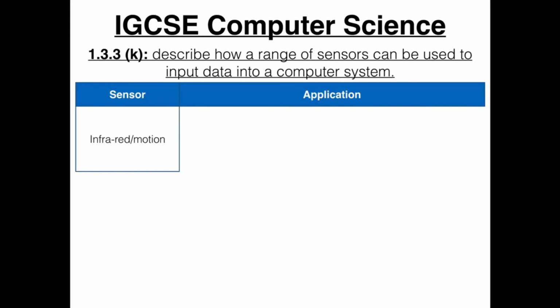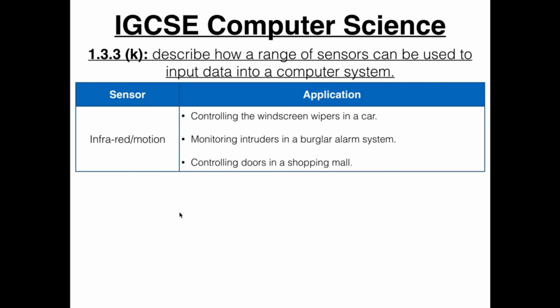Infrared or motion sensor: controlling the windscreen wipers in a car, monitoring intruders in a burglar alarm system, and controlling doors in a shopping mall. So like when you walk into a shopping mall, ooh, the door's open. That's done by a motion sensor.